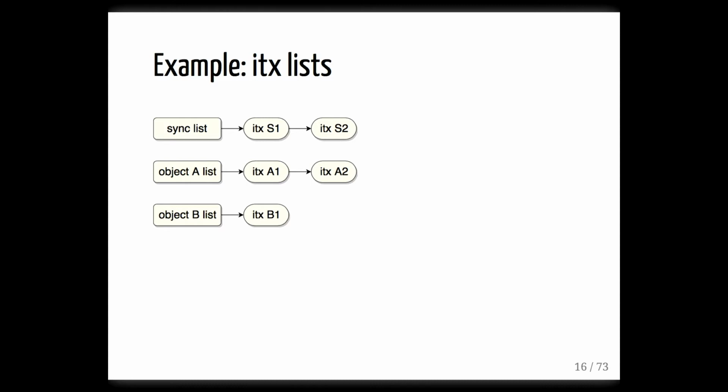Here's what this might look like. In this example, the ITXG's sync list has 2 ITXs in it, each of which could map to an operation for any object in the dataset. And then a list of async operations that occurred for object A, and a list of async operations that occurred for object B.